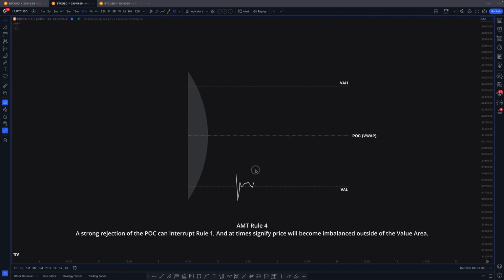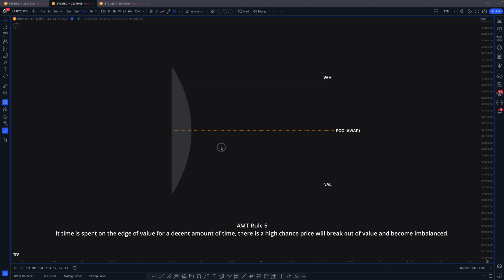Rule number 4. If price moves up to the point of control and we get a sharp rejection, this interrupts rule number 1, but can also at times lead to a very sharp sell-off below value area low, or value area high, vice versa. And rule number 5, if price spends a lot of time at an edge, also known as compression, there is a high chance that price will become imbalanced and break outside of the value area.